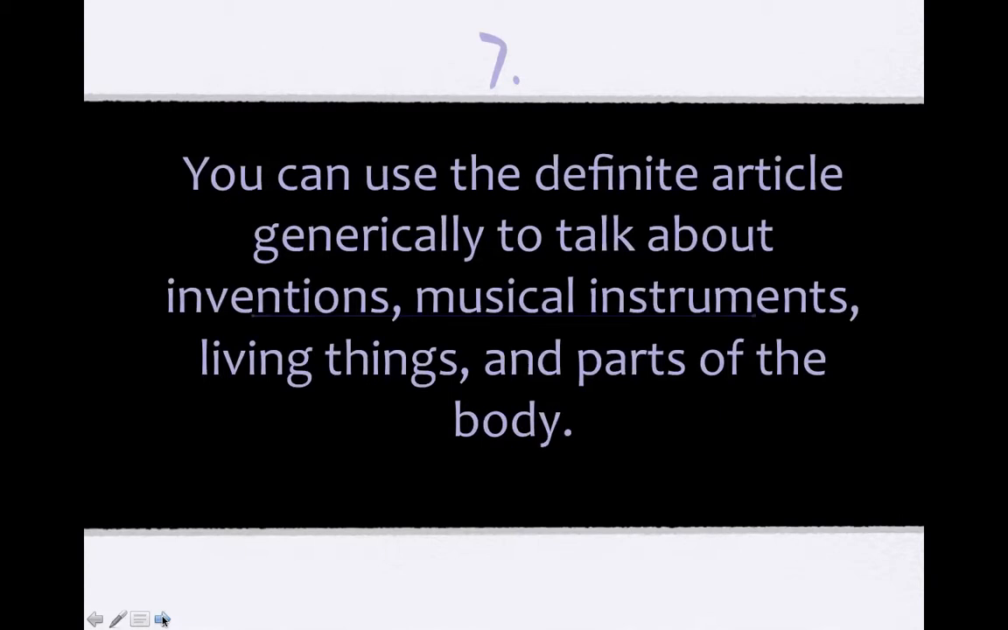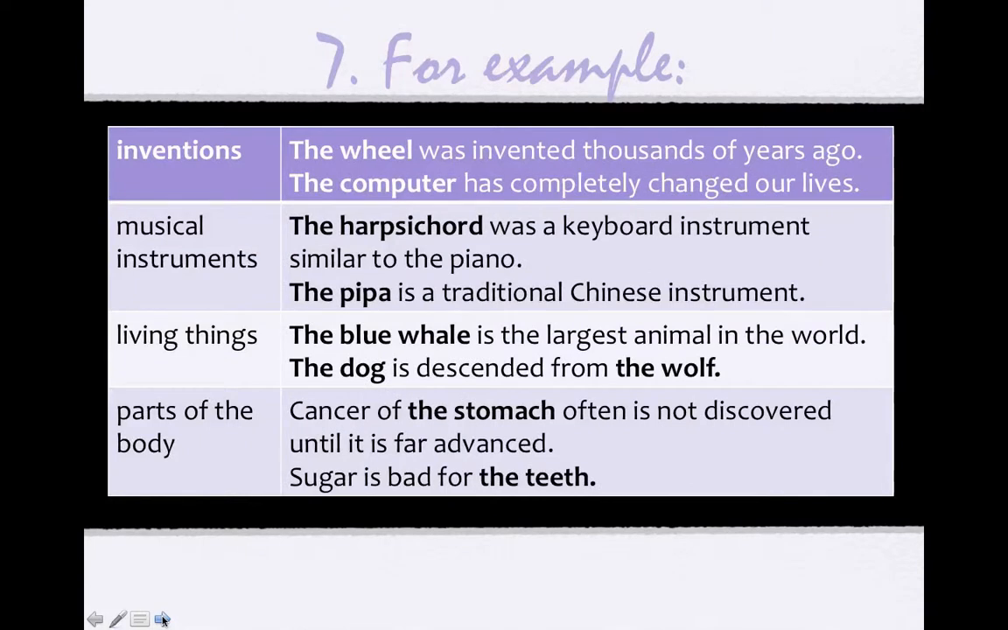And finally, you can use the definite article generically or generally to talk about inventions, musical instruments, living things, and parts of the body. These are categories of nouns where we use the a lot when we talk about them. For example, musical instruments. The harpsichord was a keyboard instrument similar to the piano. The pipa is a traditional Chinese instrument.